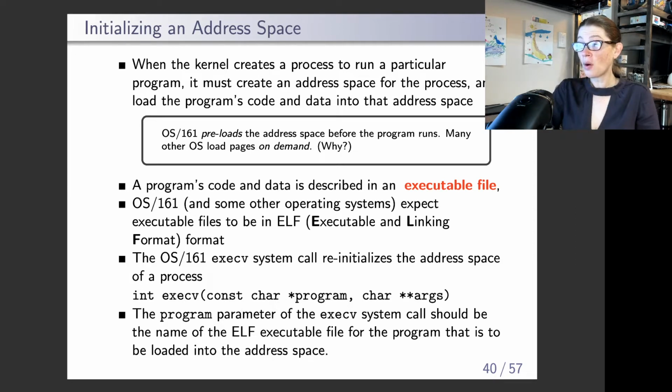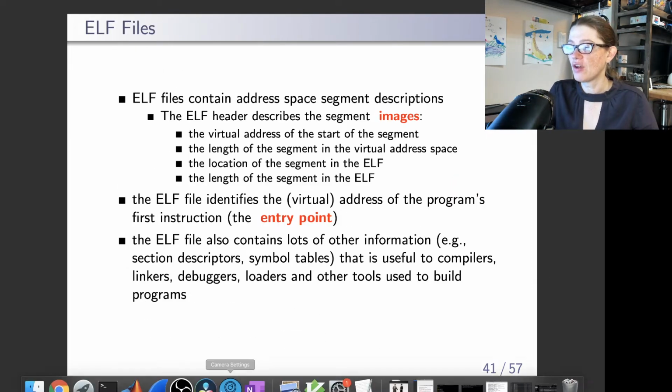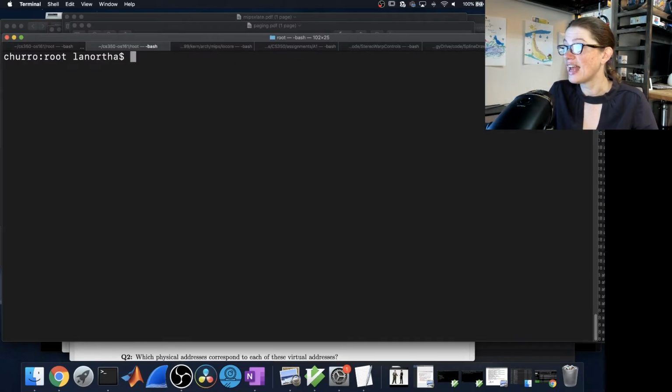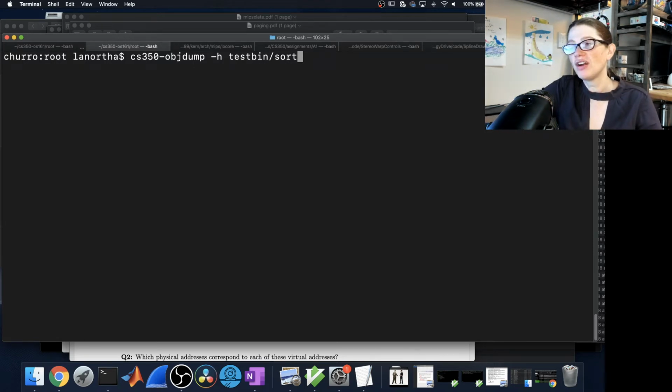Now, our binary format is called ELF, Executable and Linking Format. It's very similar to 241's format, and if we look inside, we're going to see lots of different things. I tried to give you a demo last class, and it wasn't working. I've got it working today. I promised that I would. So we're going to run this function called CS350 object dump, which is just the 350 variation of object dump, and we're going to take a look at the header information for test bin sort.